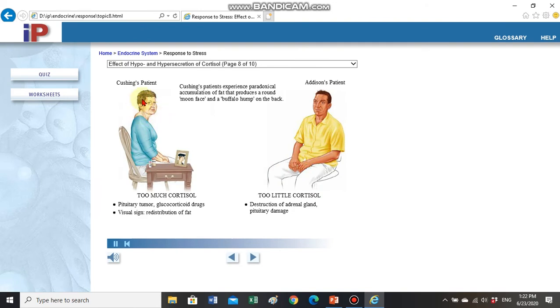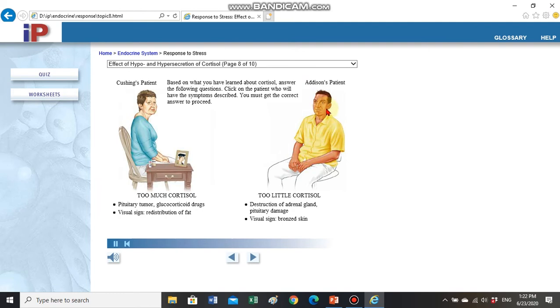Cushing's patients experience paradoxical accumulation of fat that produces a round moon face and a buffalo hump on the back. A cardinal symptom of Addison's disease is a change in skin pigmentation that produces a bronzed color. Based on what you have learned about cortisol, answer the following questions. Click on the patient who will have the symptoms described. You must get the correct answer to proceed.